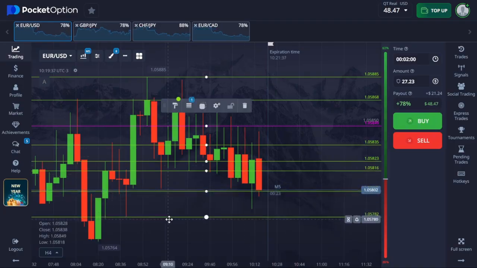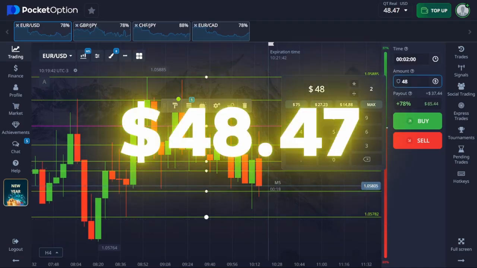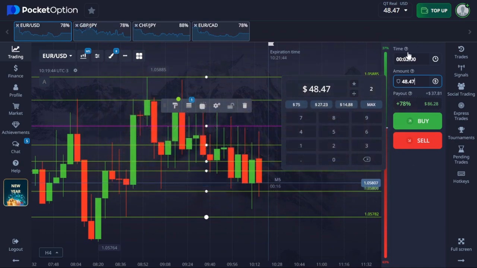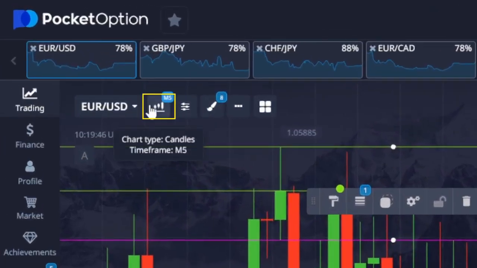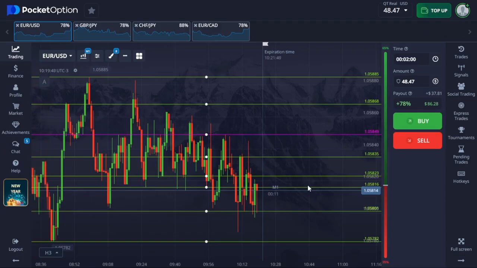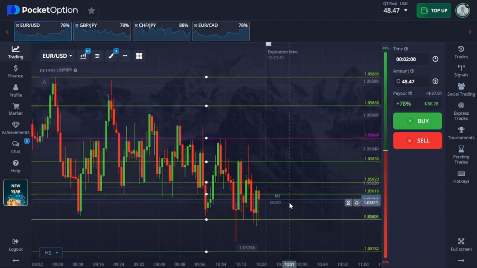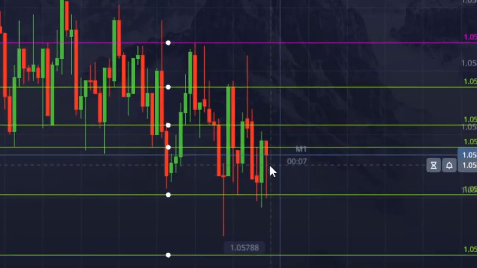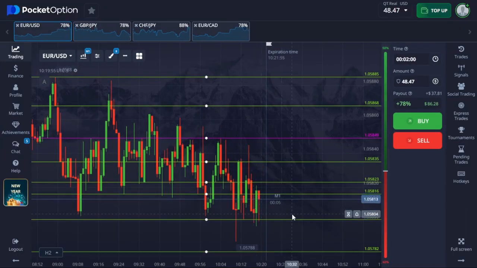I'm going to get another entry. Alright? Time right now, 2 minutes, gives me a better chance to win. $48. Let's see, it looks like it's turning down. And then intermediate zone again. Let me go in again quickly and sign off this video.